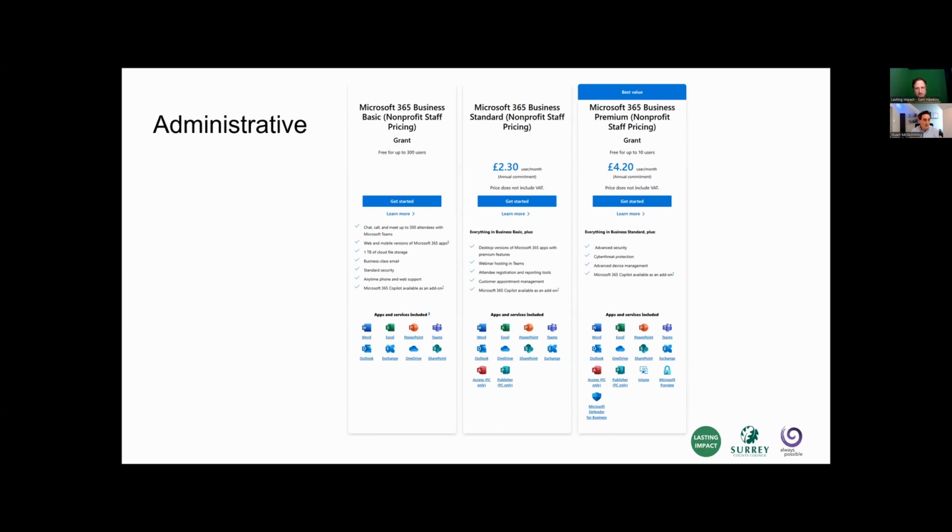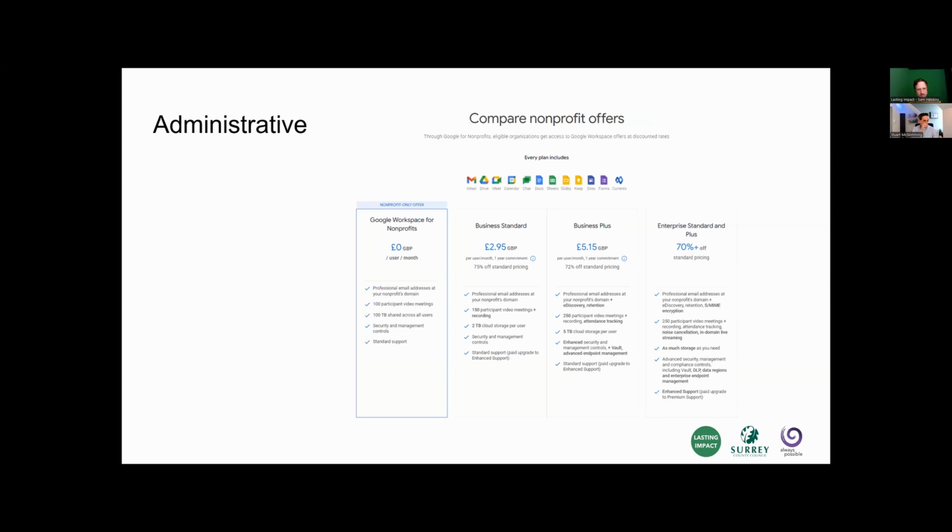That's a bit of a deep dive on the Microsoft side of things. It's only fair that I give the Google side of things as well. There's other ones out there, as I say, but I just wanted to give examples. You may already know all of this, but it's useful to spot. So similarly, Google has a very similar per user per month. They've helpfully put in these slides the percentage off standard pricing you get.